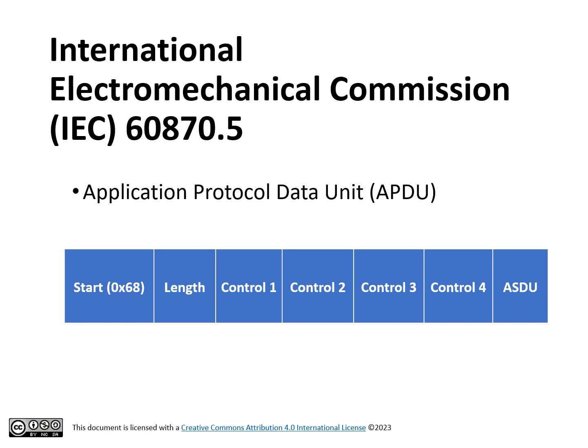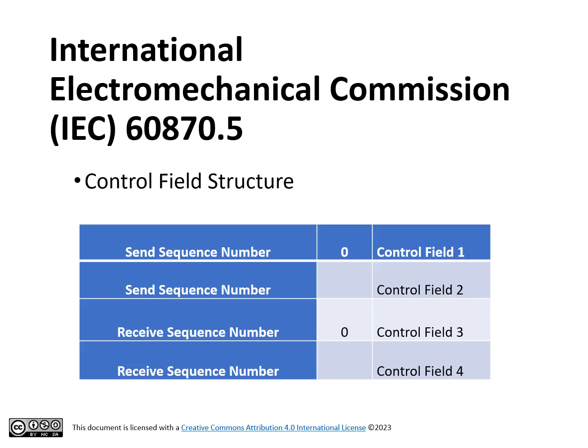The ASDU structure includes the data unit identifier and the data payload of one or more information objects. The data unit identifier defines the specific type of data. The address determines the identity of data and the cause of transmission, COT. The control field structure for the information type is shown in the figure below. The two least significant bits indicate the type of APCI control field, i.e. 10 for supervisory, 11 for unnumbered, and 0 for information.